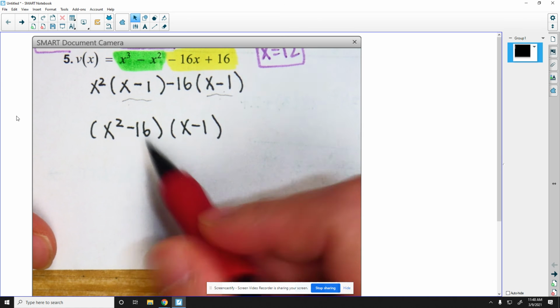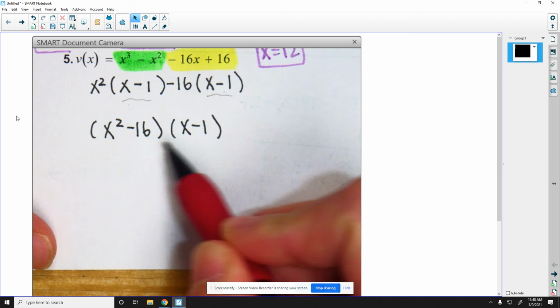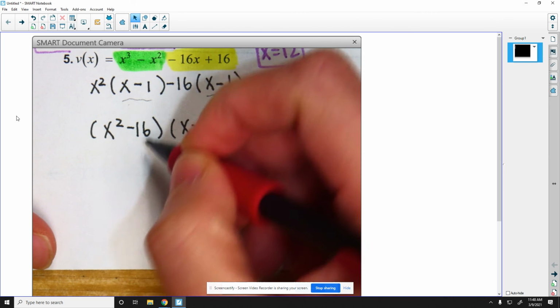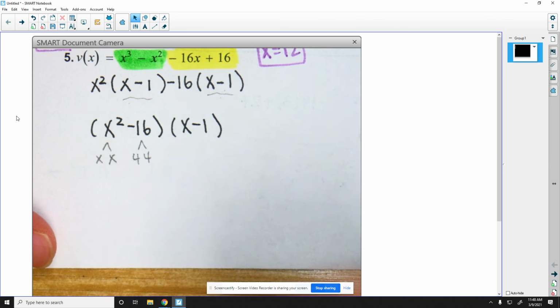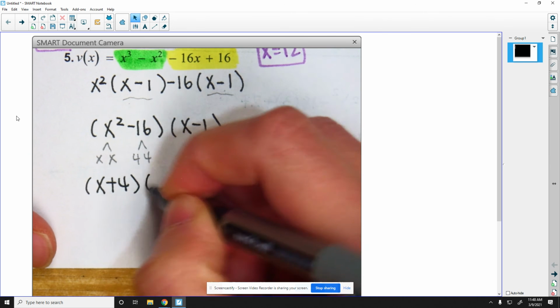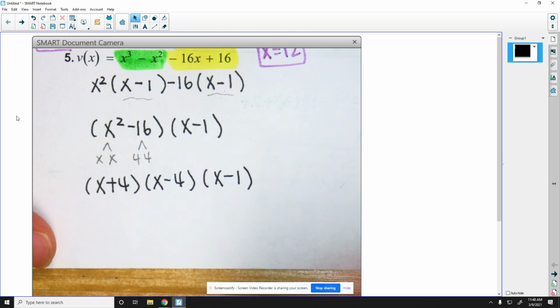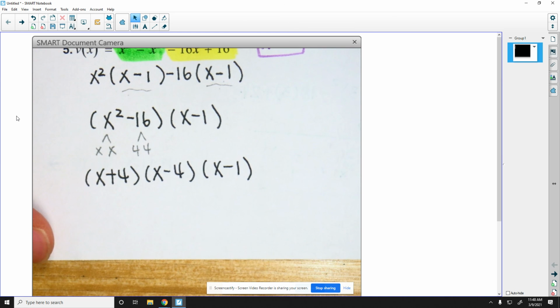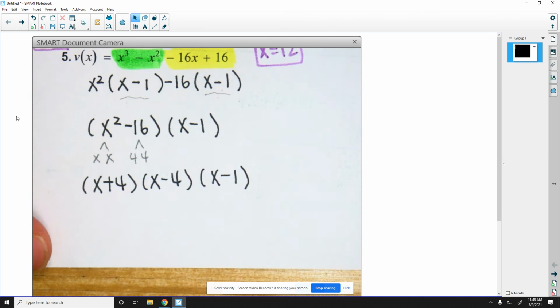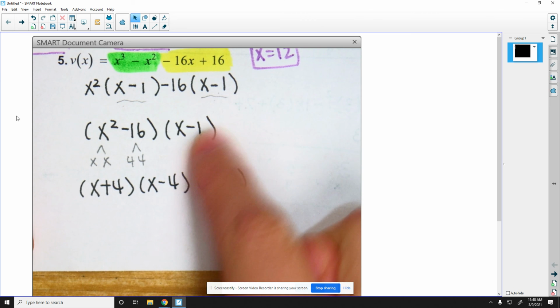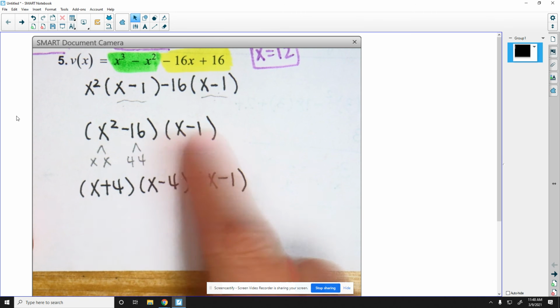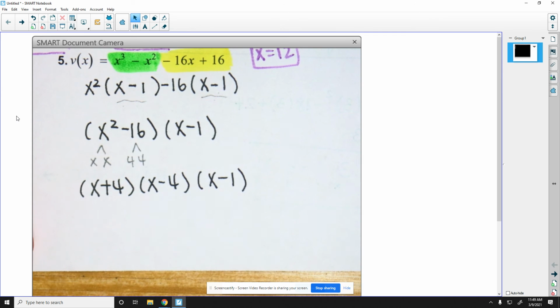All right. And then remember, is this as far as it goes or can I factor it even more? The first one, right? Because I can break down 16 to 4 and 4 and x and x. So really I have x plus 4, x minus 4, x minus 1. Why, if there's 2 x minus 1s, is there only 1 in the final product? Because you separated it to see what it would be, and then you grouped it back together when you write your answer, so that when you FOIL it back together, it would look like that. So I have 3 answers.